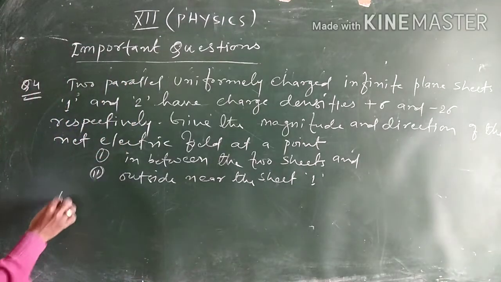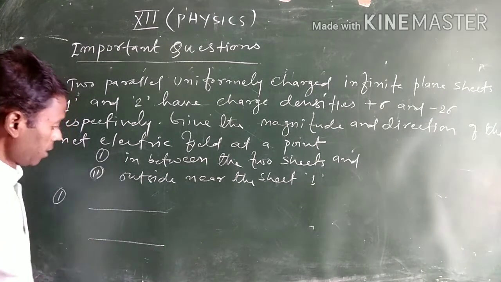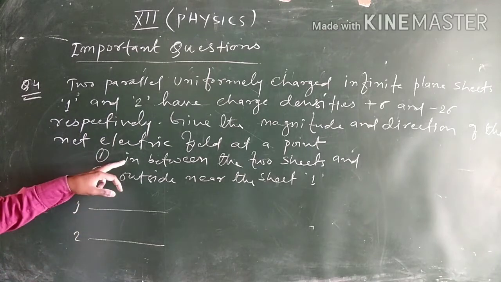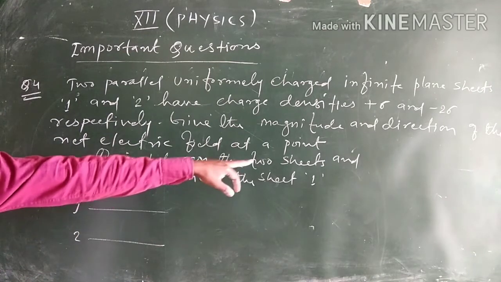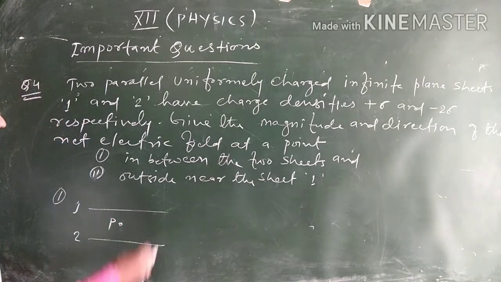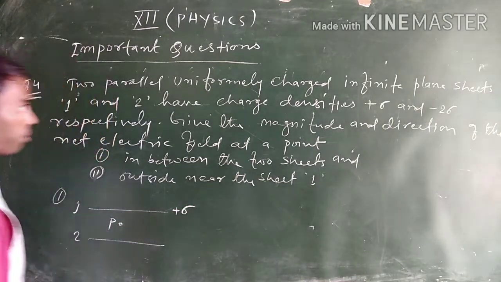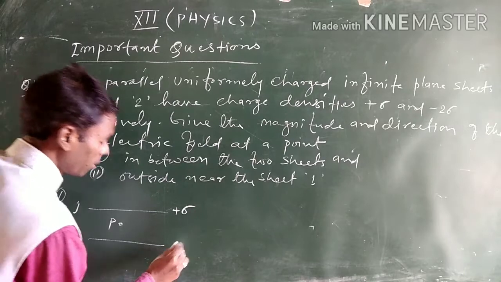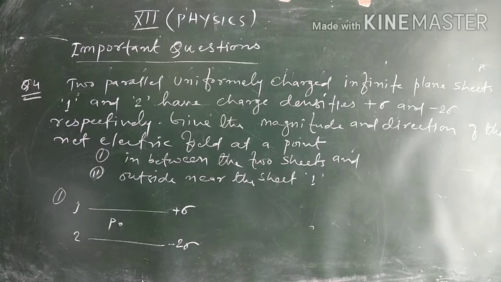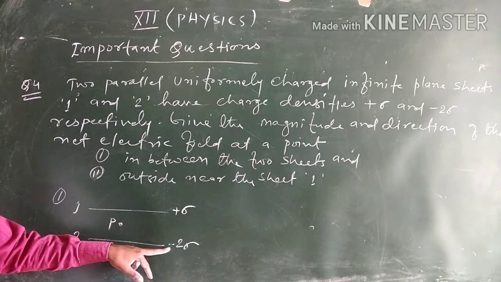For number 1, suppose we take two infinite sheets. This is sheet number 1 and this is sheet number 2. Number 1 is asking for the point in between the two sheets. That means over here, suppose point P. Here the density is given: for this one plus sigma, and for this one minus 2 sigma. There is the plus charge density, and there is the minus charge density.